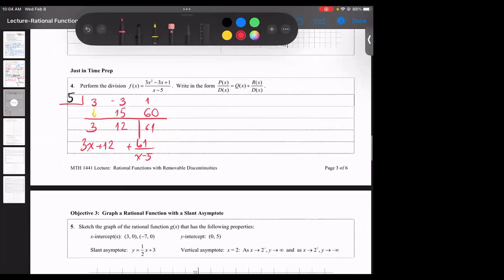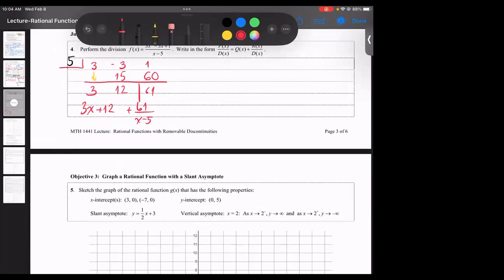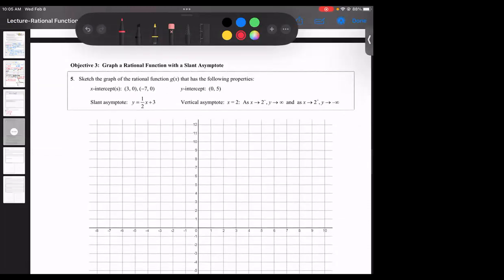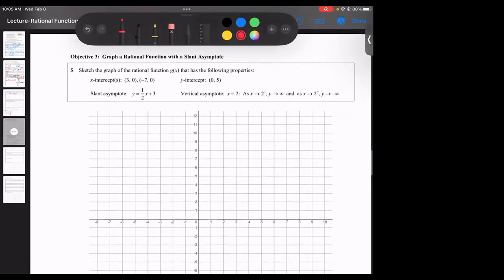Next, we're going to learn about the slant asymptote. So far, we know what vertical asymptote, which is the graph never crossed, right? Horizontal asymptote, which the graph may or may not cross. And then last one will be the slant asymptote. How do I graph the slant asymptote? So that's later, but let's graph this one.